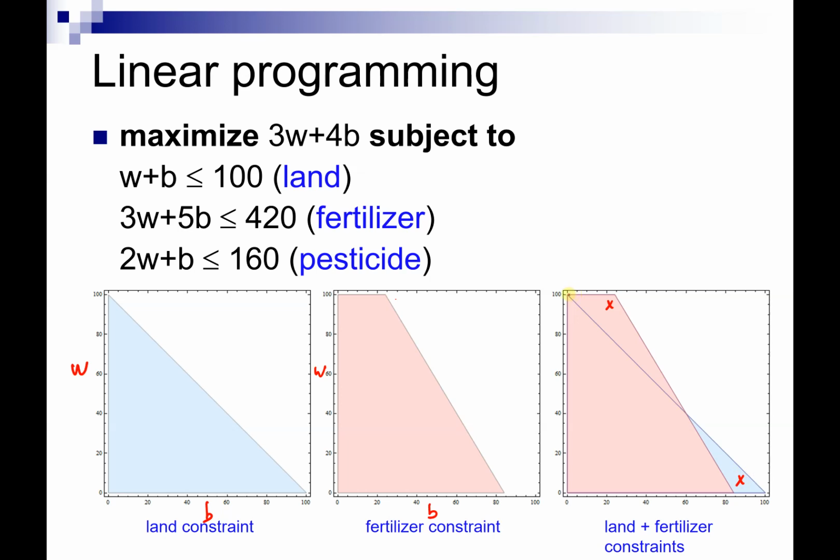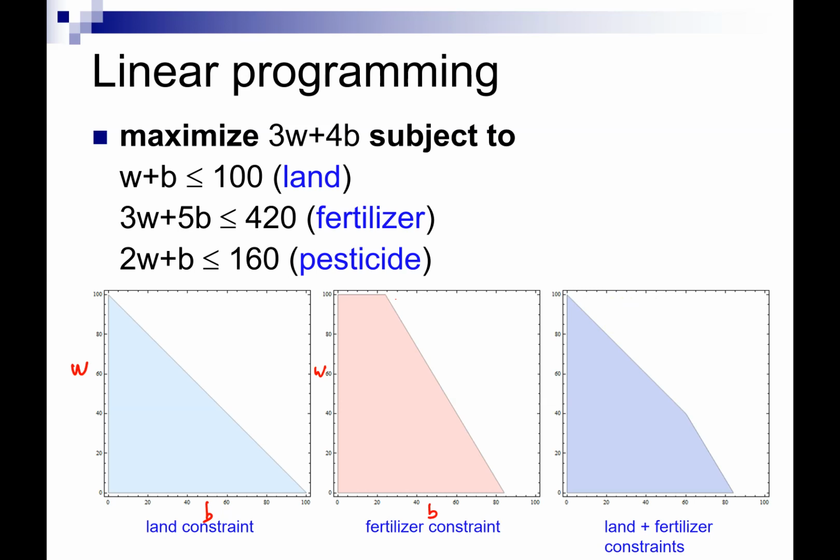In fact, we need to remove all of the points in this triangular region over here, and also all the points in the triangular region over here, because all of those points violate either the land or fertilizer constraint. So what we want to do is take the intersection of the land and fertilizer regions, the blue and the pink region. When you do that, you end up with this purple thing over here. This purple region represents all the points which satisfy both the land and the fertilizer constraints.